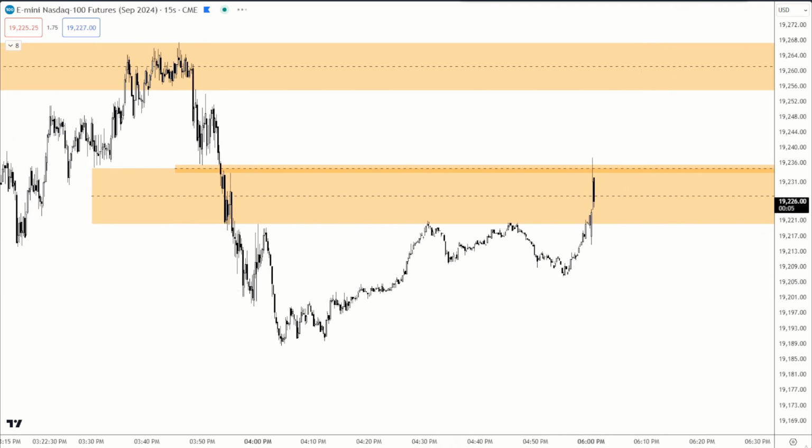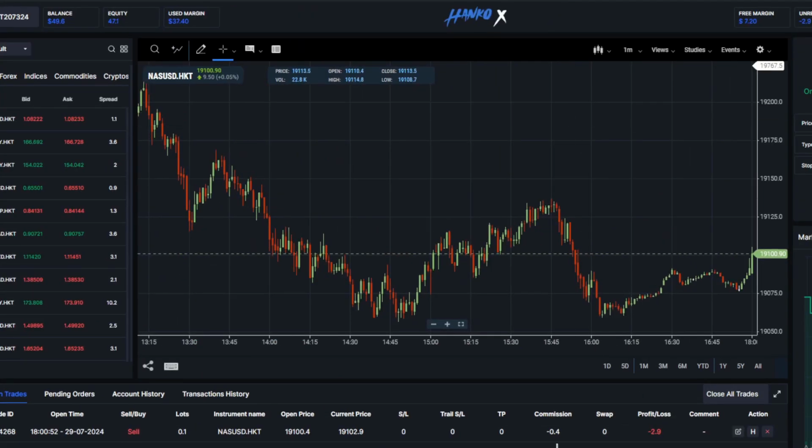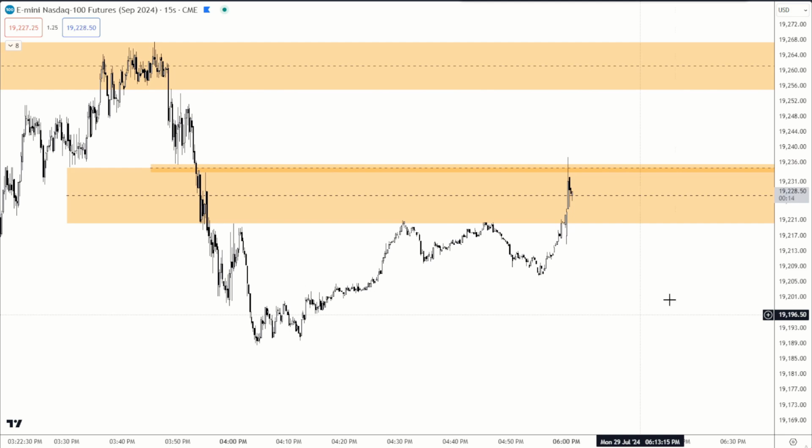Yeah, so it looks like this is manipulation, so I'm actually going to go short here with 0.1. So I'm going to go short here. I just placed a short in here, and we're going to see if I could flip this account to something pretty big.